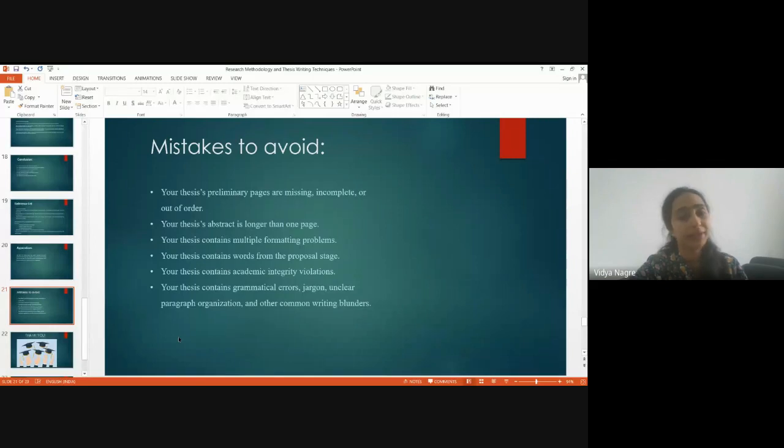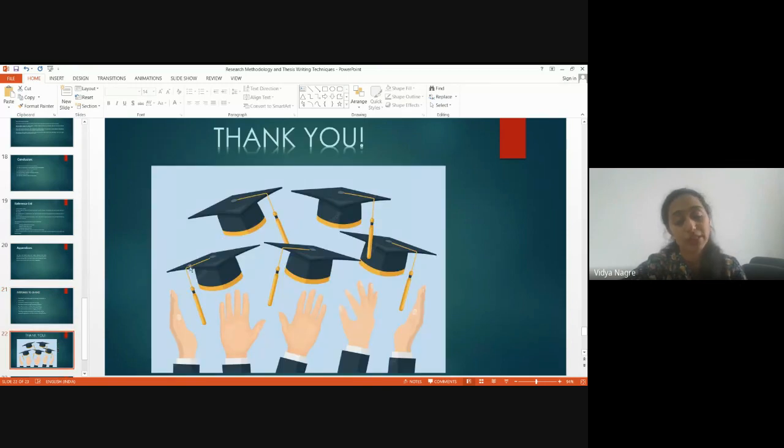You should not copy data from any source. You should not rely on somebody else to write your thesis. It should be genuine, your own work. If your thesis contains grammatical errors, jargon, unclear paragraph organization, or common writing blunders, then it will be a malfunctioning of the research. It will be a bad representation, and you should not submit such kind of work. So you have to be careful about all these pluses and minuses of research work. Things to do and things not to be done, you should be careful about.